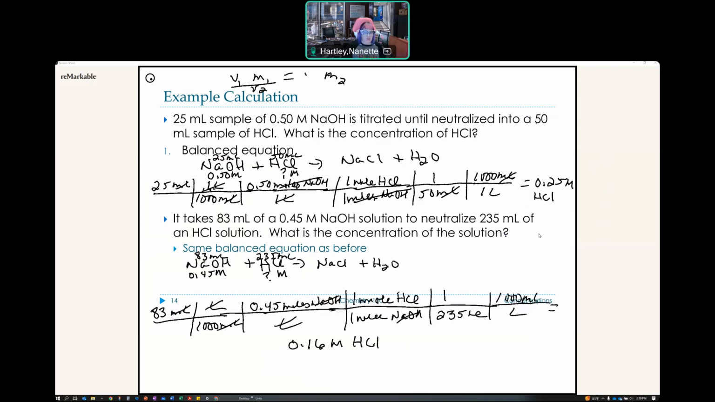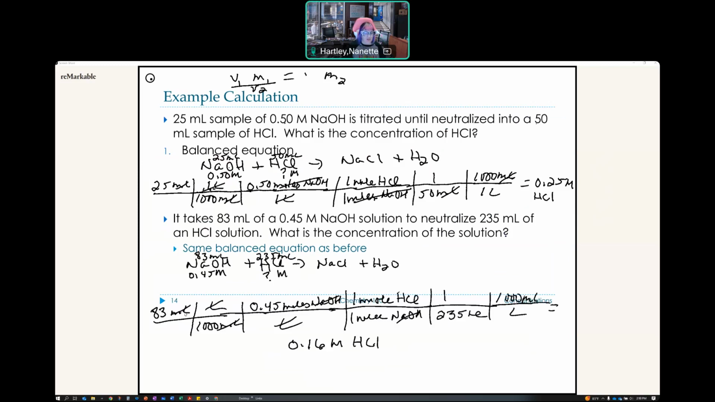Okay, so I set this up much like I did before. I had 83 milliliters of a 0.45 molar NaOH, so I put that here, and 235 milliliters of the HCl. I want to know what that molarity is.